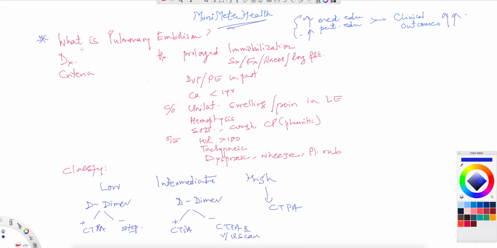So without any further ado, let's delve into the short video vignette, which I always present on MuniMeterHealth. What is pulmonary embolism? How do you diagnose it? What are the criteria, and how do you classify? We'll just briefly discuss that, and treatment will be on another video, I promise. Okay, so let's do a quick review here. There are several ways to diagnose pulmonary embolism, just so that you know. We'll first define what's pulmonary embolism.